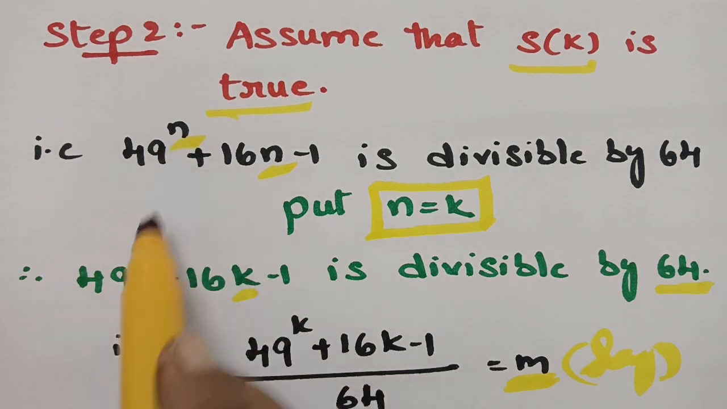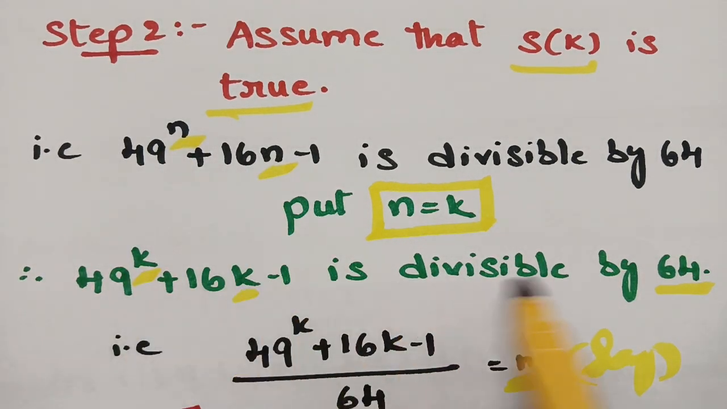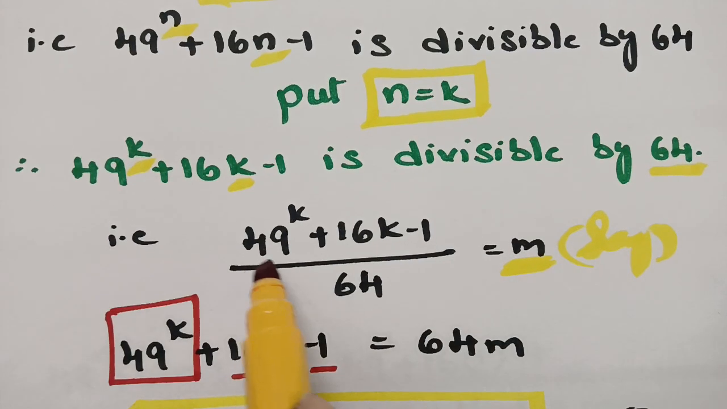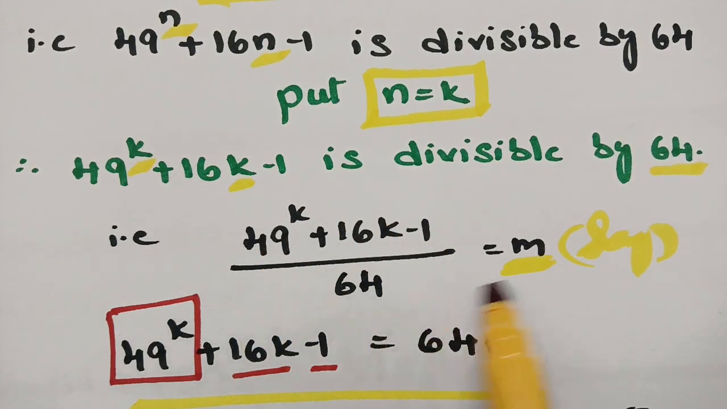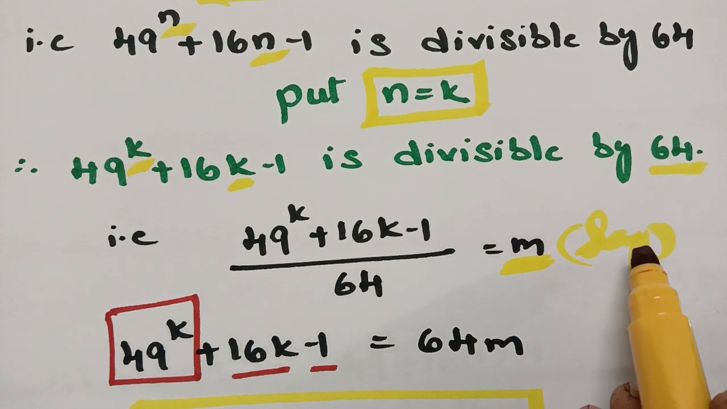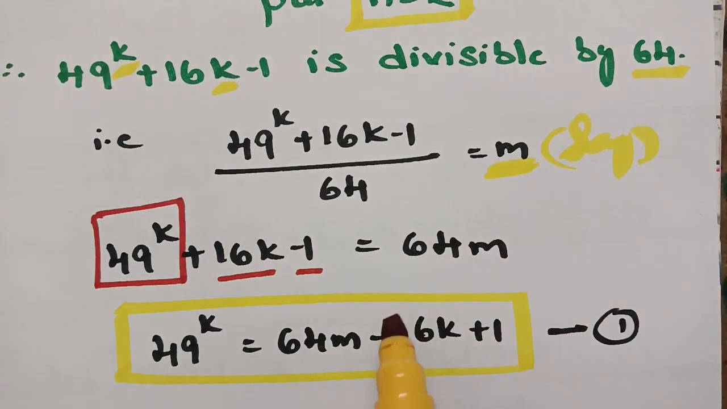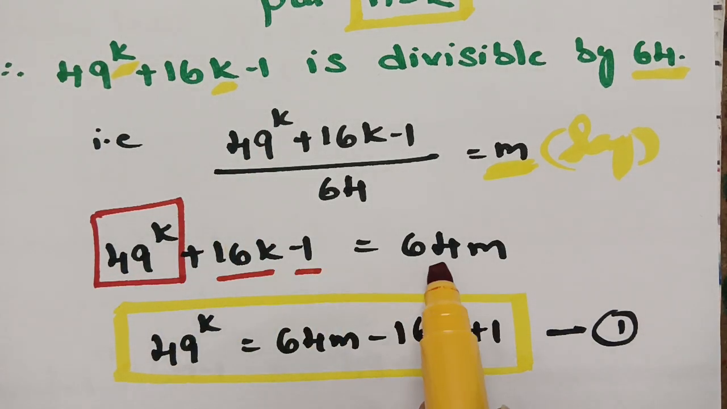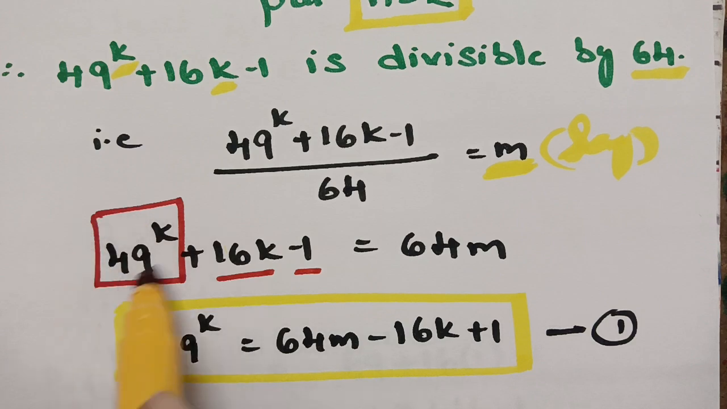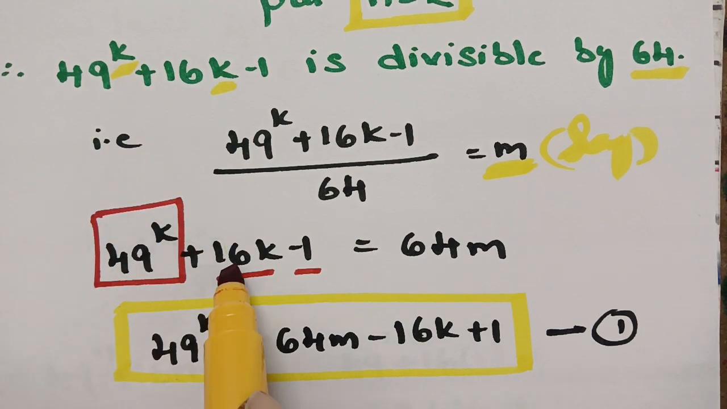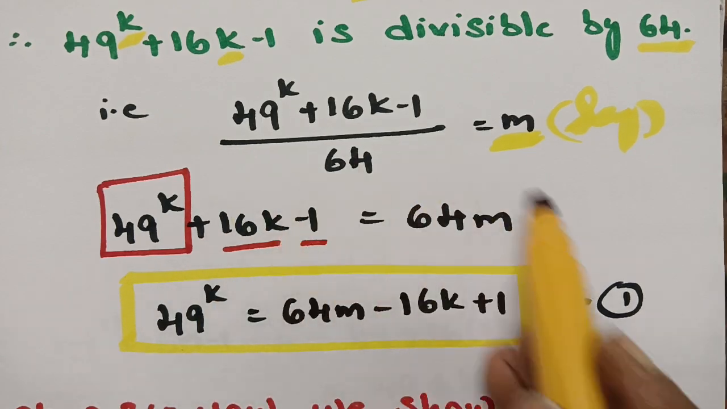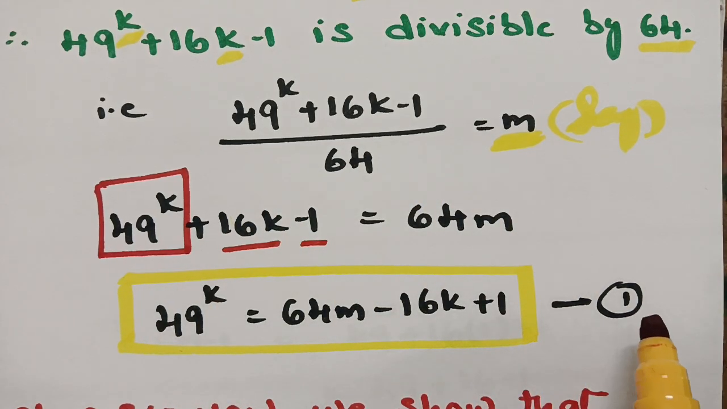So here in place of n, if I keep n is equal to k, we have to consider that this is divisible by 64. So when this whole term is divisible by 64, the quotient might be m. So if I send this 64 to the other side, this is 49 power k plus 16k minus 1 is equal to 64m. So I want this 49 power k value. So I am sending these two values to the other side. So this will be minus 16k and plus 1, and let's call this equation 1.